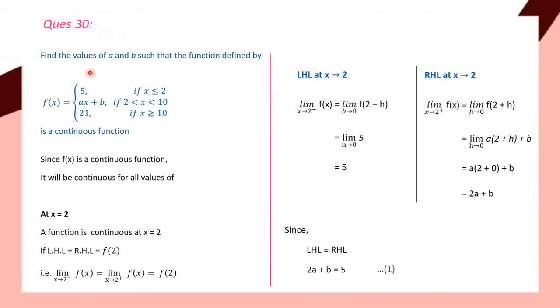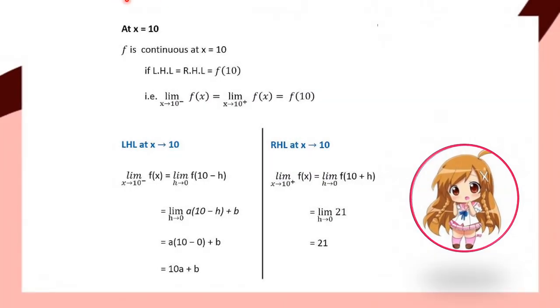Now 30th question: find the values of a and b such that the function defined is a continuous function. Here since f(x) is continuous, it will be continuous for all values, at x equal to 2. So first of all, let's talk about x equal to 2. Left hand limit, right hand limit and the value of the function should be equal. Here the left hand limit we are getting 5. Right hand limit, we are getting 2a plus b. They both should be equal. 2a plus b should be equal to 5.